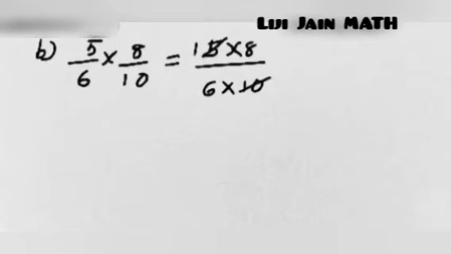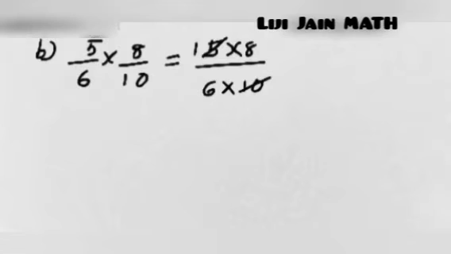So, multiply. Which are the numerators? Yes, 5 and 8 are the numerators. So, product of the numerators means 5 into 8, by product of the denominators. 6 and 10 are the denominators, so multiply 6 into 10. Any common factor? Can we cancel 5 by any of the denominators? Yes. 5 and 10 can be cancelled by 5's table. 5 ones are 5, 5 twos are 10. So, down we got 2.